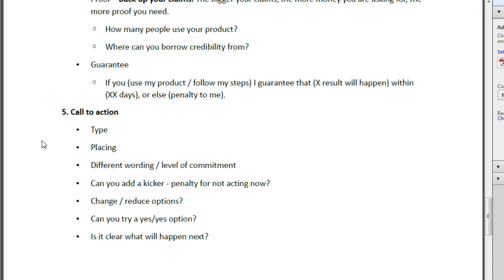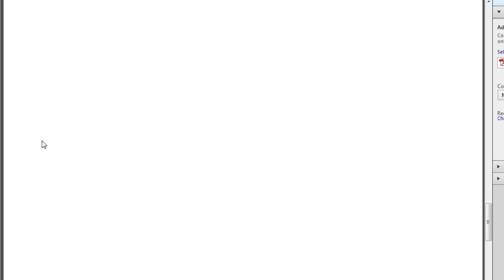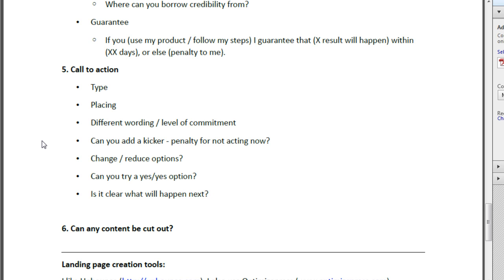Number 5 is the call to action. So the call to action is obviously very important, and it's where you ask people to take the action that you want people to take. So you can have different types of call to action. You could have a phone request, you could have a live chat request, it could be an online inquiry or an online order. You might want to test different types of call to actions. You're definitely going to want to test different placing. I increasingly find that it's helpful to have a call to action above the fold without people scrolling down.